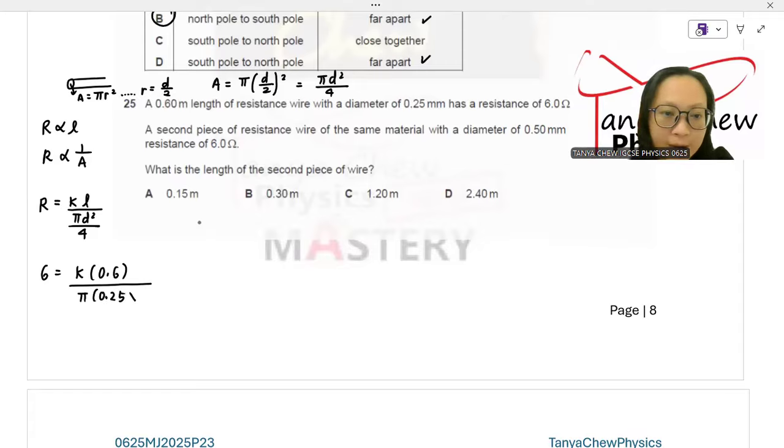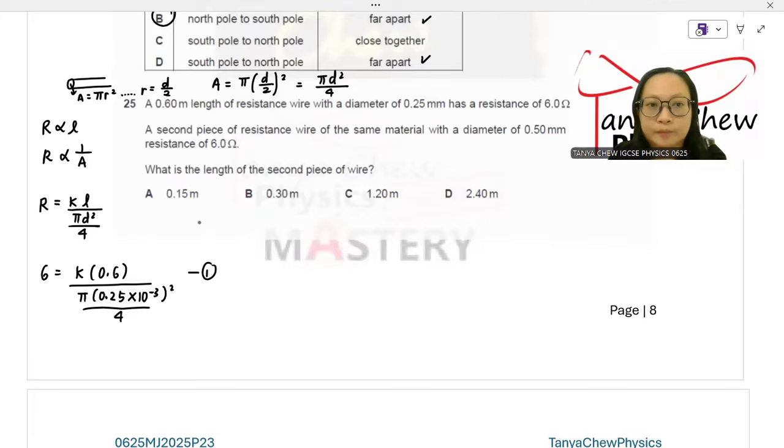Millimeter, I just put it as millimeter. Okay, replace it. Or you can convert it to meter, divide by 1000 actually. Right, you square it, divided by 4. I put this as equation 1.